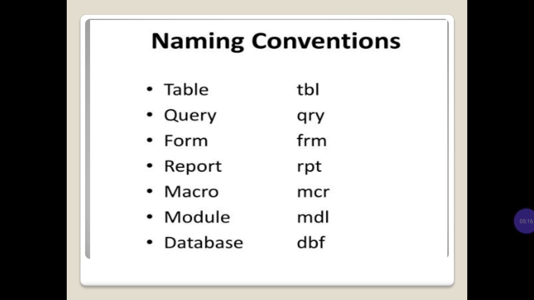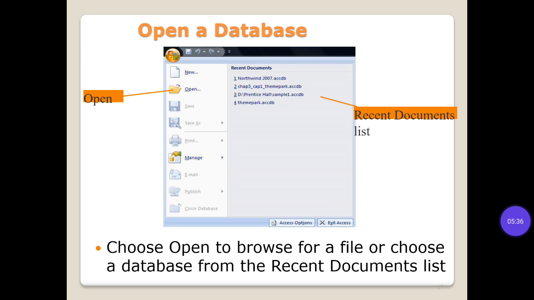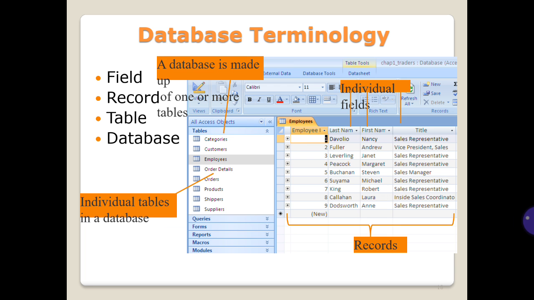Naming conventions. Table, TBL. Query, QRY. Form, FRM. Report, RPT. Macro, MCR. Module, MDL. And the database, DBF. Open a database. Open recent document list. Choose Open to browse for a file or choose a database from the recent documents list.